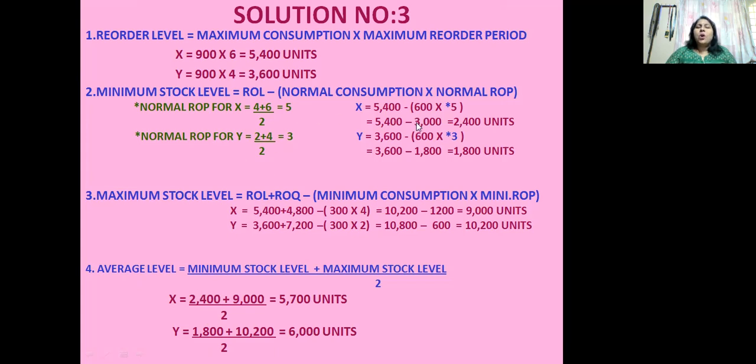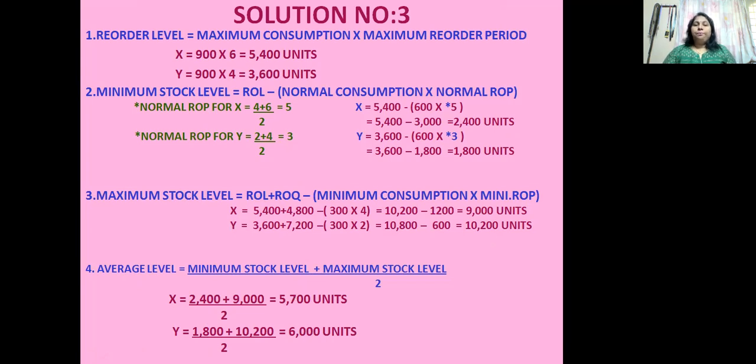What is the minimum stock level for X? 2,400. What is the maximum stock level for X? 9,000. I substitute here like this, divided by 2, 5,700. Like that, Y: 1,800 plus 10,200 divided by 2. What is my average stock level? So this is the way you can calculate the stock levels when there are two components given in a problem.